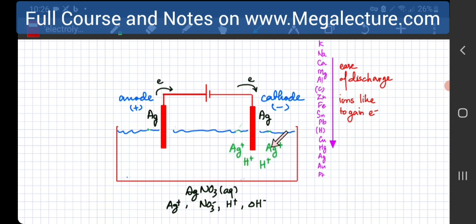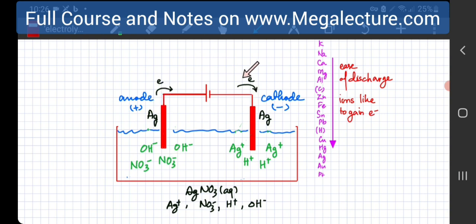So all the thousands of silver ions and H+1 ions, the positive ions, are going to get attracted to the negative cathode. And all my negative ions over here, OH-1 and NO3-1, they will be attracted to my positive anode.